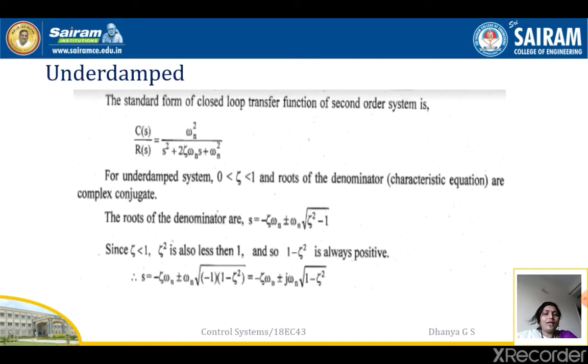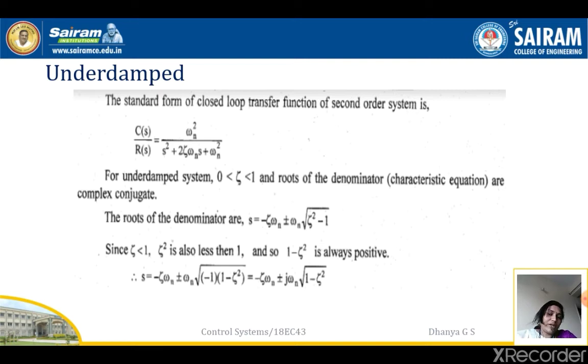Now we'll move on to the underdamped case. Again, you have to remember one thing. We have to consider the control system transfer function C of s by R of s as the same thing which you have studied already, omega n square by s square plus 2 zeta omega n s plus omega n square. In all the 4 cases the transfer function is the same, only the zeta value will vary. Previously zeta was substituted as 0 and you identified the response like that. Now for underdamped, we consider 0 less than zeta less than 1, and the roots of the denominator are complex conjugates.